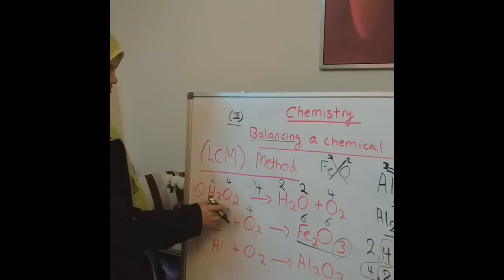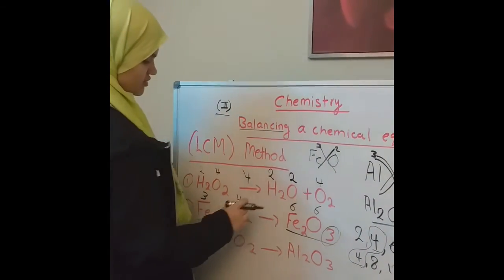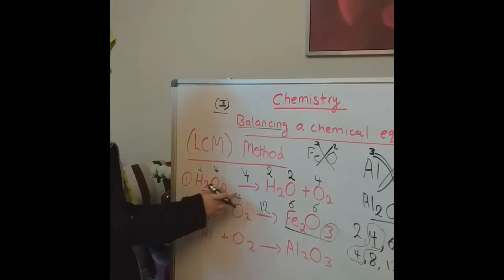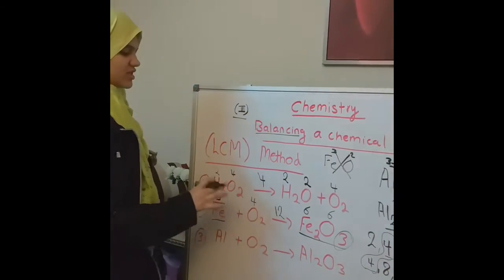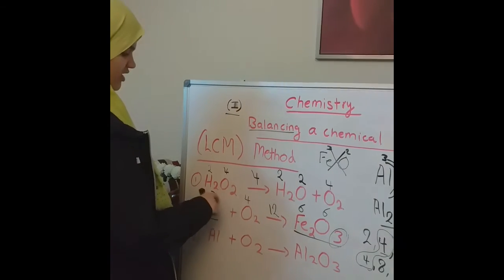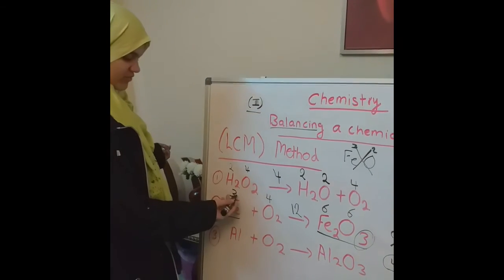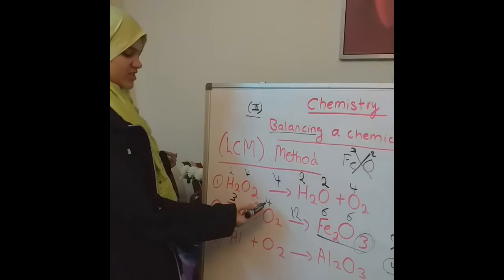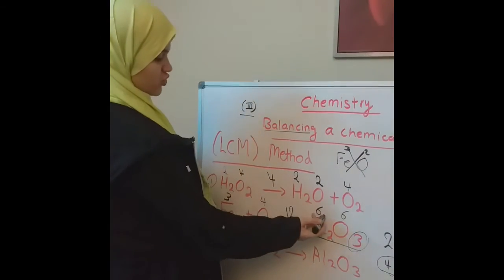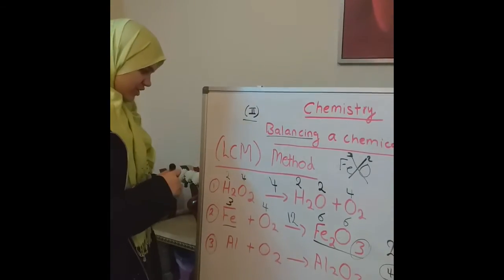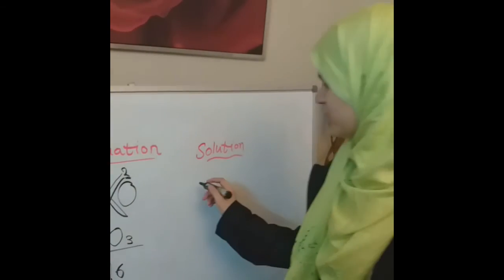After we have 3, 4, 6, and 6, we will take 12 as the common number for 3, 4, 6. That means the LCM of 3, 4, and 6 is 12, because 3 times 4 is equal to 12, 4 times 3 is equal to 12, 6 times 2 is equal to 12. So let us divide it and see whether they will be balanced or not.